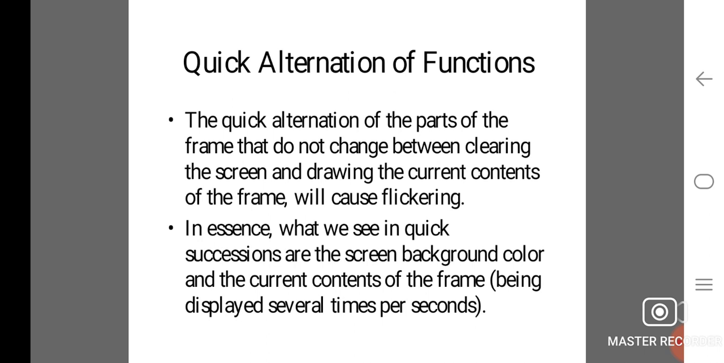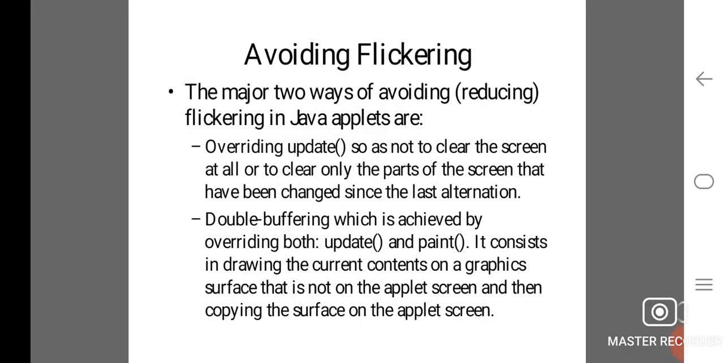Quick alternation of functions. The quick alternation of the parts of the frame that do not change, between clearing the screen and drawing the current contents of the frame, will cause flickering. What we see is, in quick succession, the screen background color and the current contents of the frame being displayed several times per second.